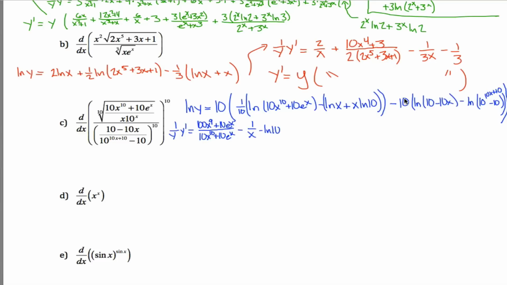From that I want to subtract. I have this 10, but this 10 also has to get applied over here through the parentheses. So really I have minus 100 there. And the 100 gets multiplied by the natural log of 10 minus 10x. So the derivative of 10 minus 10x, let's see, how should I write this?